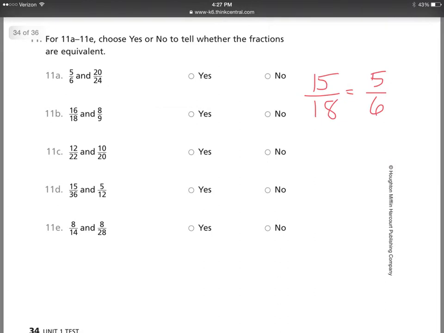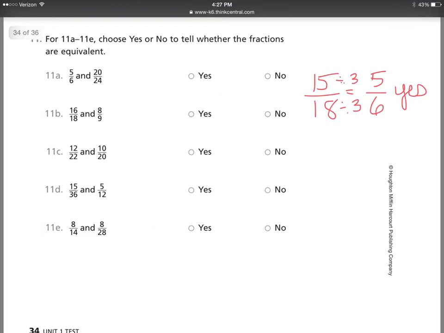In this last example, realize that sometimes the rule may not be multiplication, it could be division. In this problem, the rule is going to be divide by 3, and that also works for the denominator, so these two are equal as well.